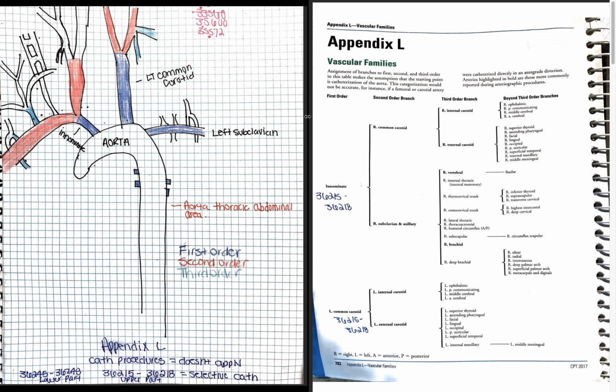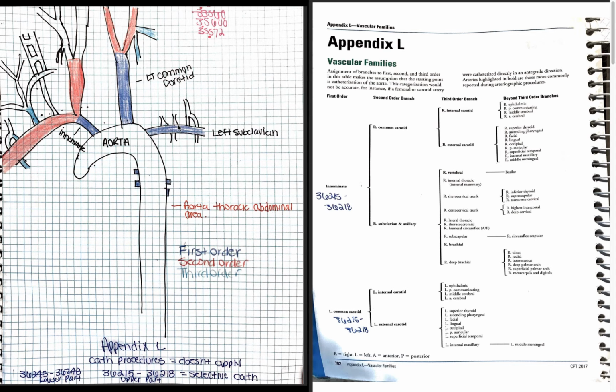Now I want to talk about the branches. Turn to Appendix L. We're going to talk about this more with coding in a minute, but I do want you to understand the process of it. From your aorta, you have branch arteries that branch off.